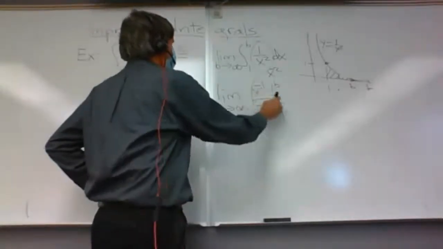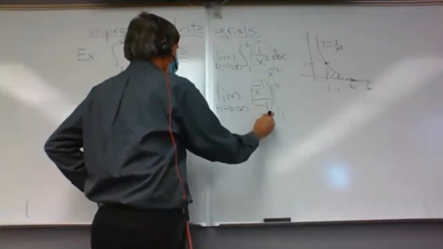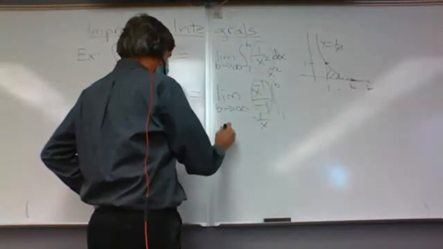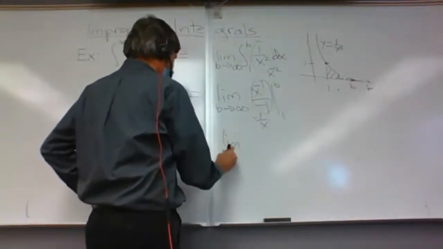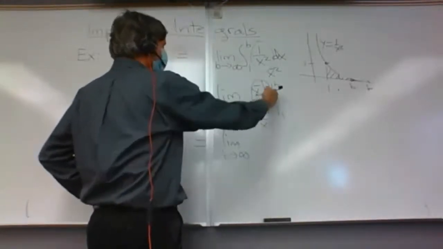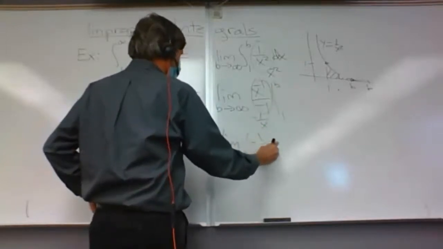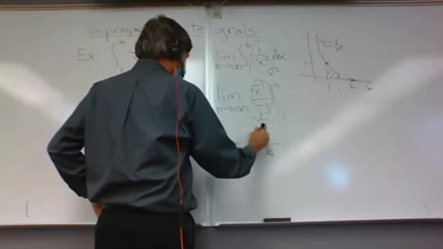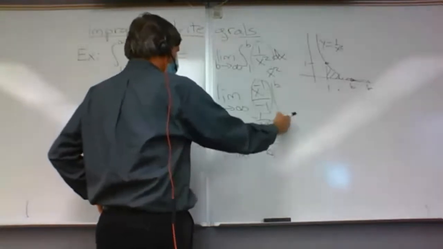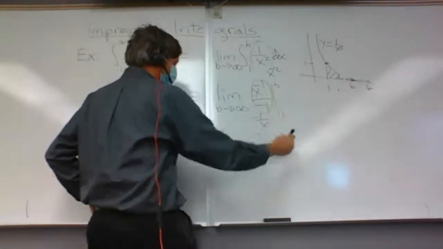All right. So now what do we do? Well, this is just the function minus 1 over x, right? So what I'm going to do is take the limit as b goes to infinity of minus 1 over x, plugging in b gives minus 1 over b, subtract minus 1 over 1, plugging in 1.